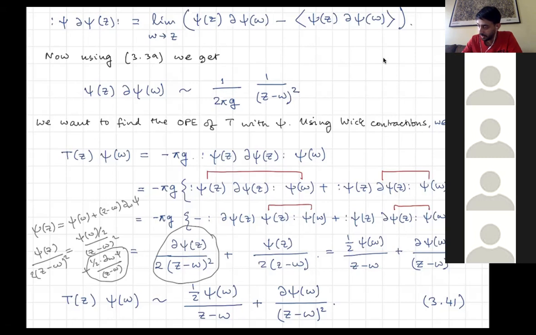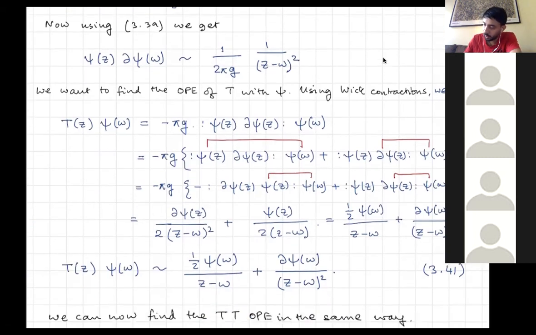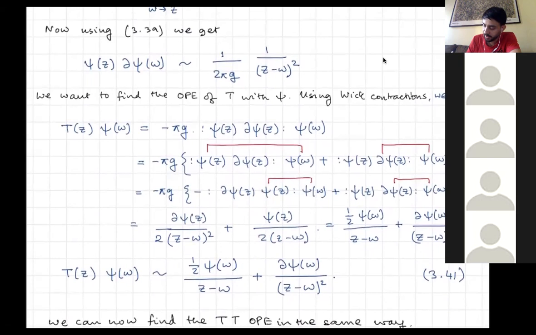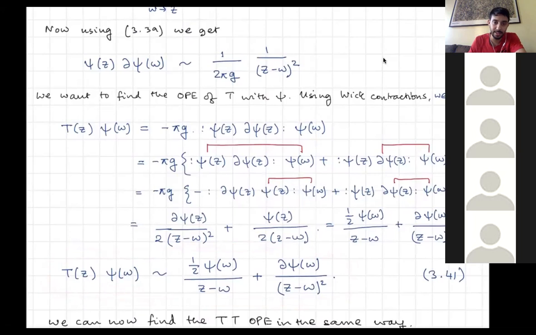Once you expand this out, at the end of the day, when the dust settles, what you're going to find is that T with psi is going to give you a half psi. So this is going to be the OPE, and you again see this is a primary field. The weight of this h turns out to be half.